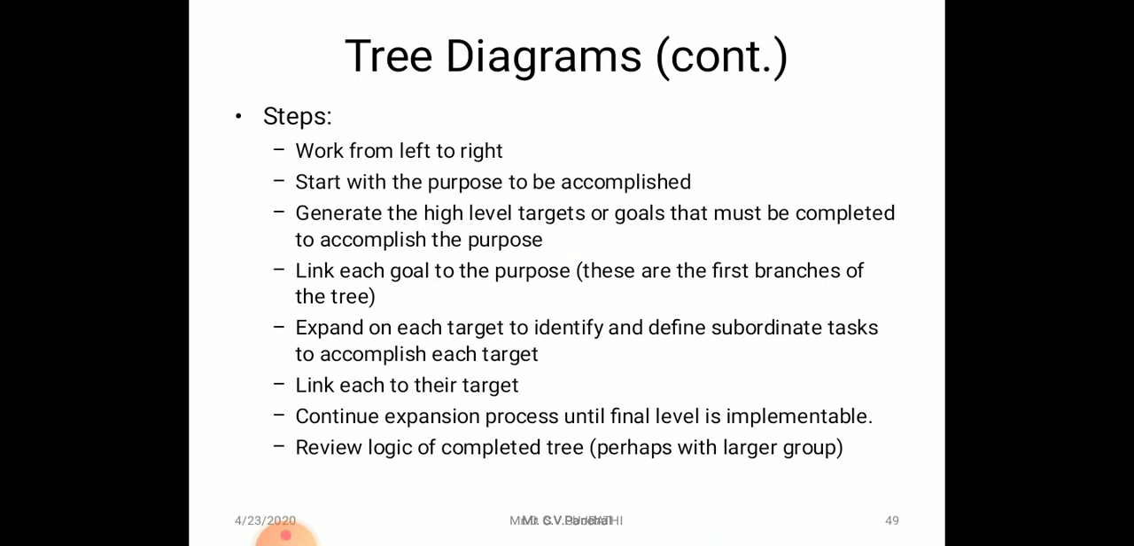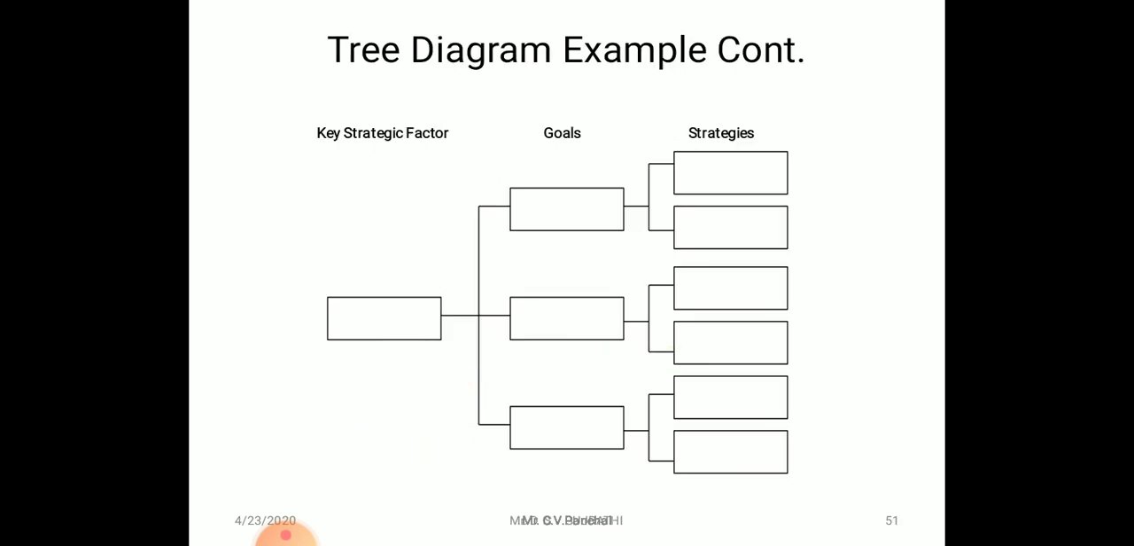Okay, we're starting with the purpose, and then generate the high level targets or goals that must be completed to accomplish the purpose. Each goal to the purpose, these are the first branches of the tree. For example, again we'll go to the slide. So this is our main aim or goal, and then from left to right we are going now. So the first rectangle is a key strategic factor, that is our main goal or aim, and then there are three goals, how you will achieve that. Again these three goals are subdivided into strategies. So likewise from left to right we go in the tree diagram.